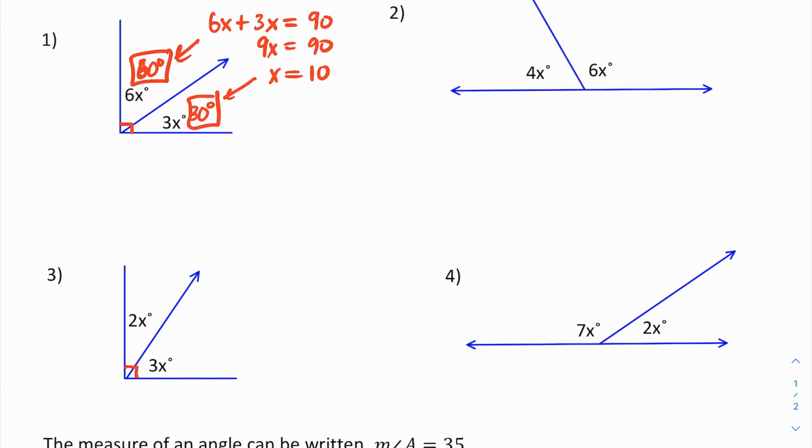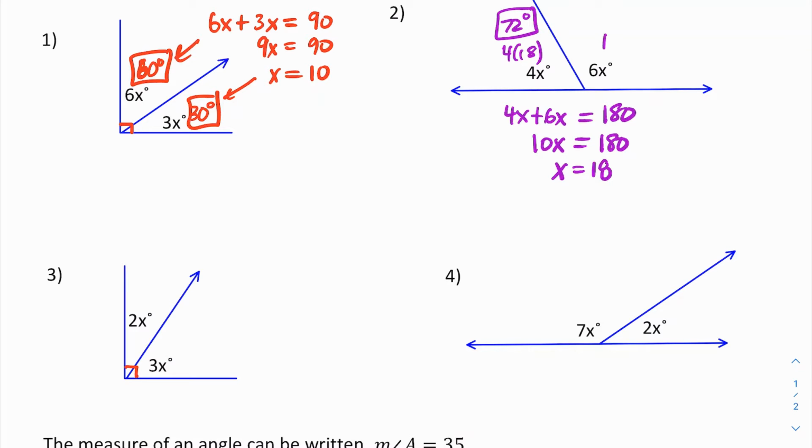For the second one, these two angles, 4x and 6x, are supplementary, so they add up to 180 degrees. So 10x is equal to 180, so x is equal to 18. If you do 4 times 18, this angle will be 72 degrees. That means this one is 108 degrees because they have to add up to 180. If you wanted to do 6 times 18 to make sure, you could. If you plug in 18 to the 4x and the 6x, and the two angles you get don't add up to 180, then your x is wrong. That's how you would know.